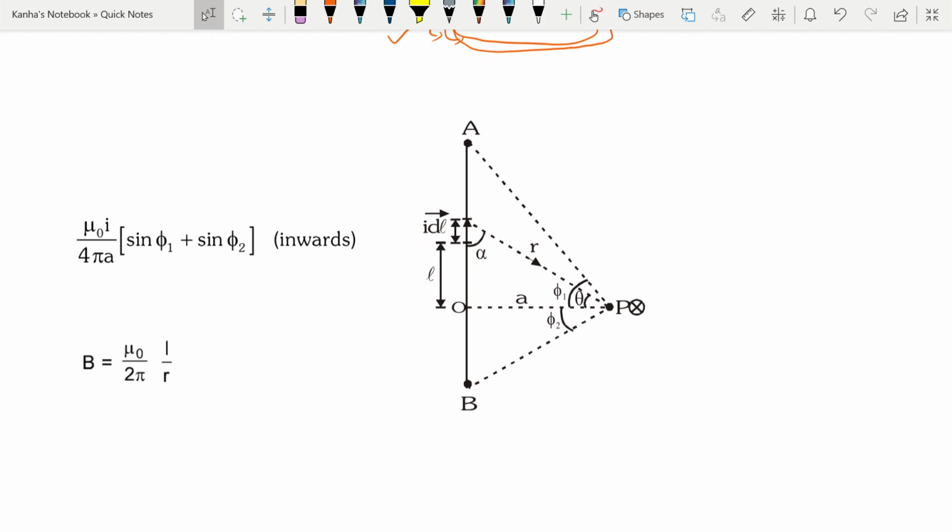So the first application tells me about the magnetic field surrounding a thin straight current carrying conductor. Okay. If I apply the Biot-Savart's law here, and this is my conductor AB, this is the point P at which I want to find the magnetic field. So if I assume that the current is going in a certain direction, let's say current is going in this direction.